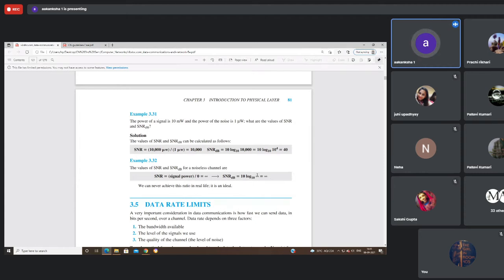But this is an idealistic case. We never have SNR of infinity or SNR dB of infinity, because in real life there is no transmission media which does not generate any noise impairment. So that is a theoretical thing.